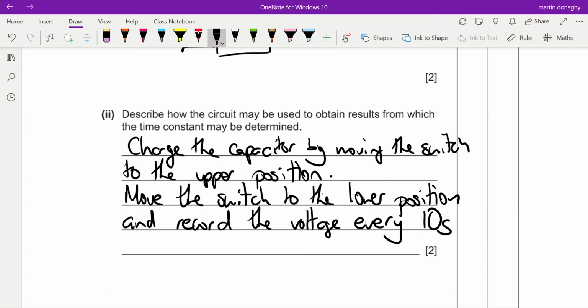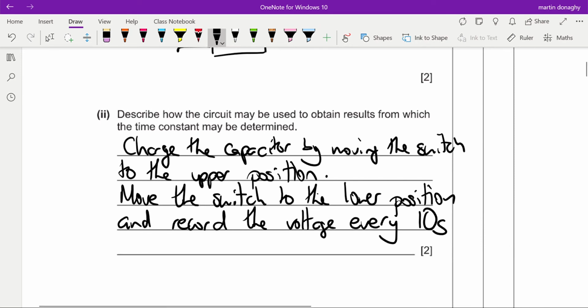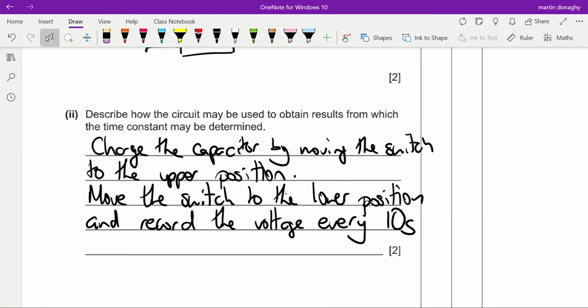This is an experiment you should have done the first week back after Christmas. We weren't able to do it. We will probably try and do this when you're back in school if we're allowed to do experiments in. Okay.